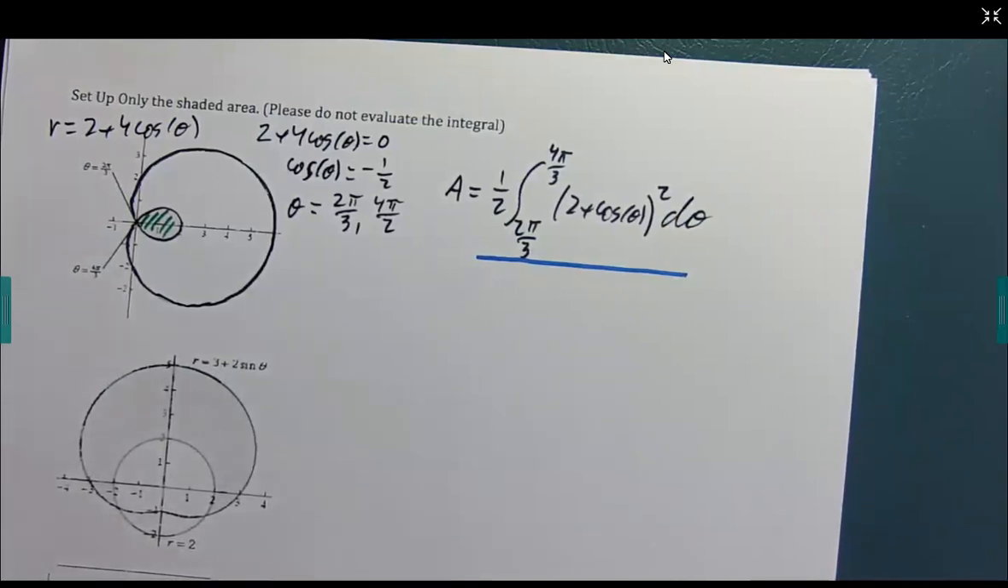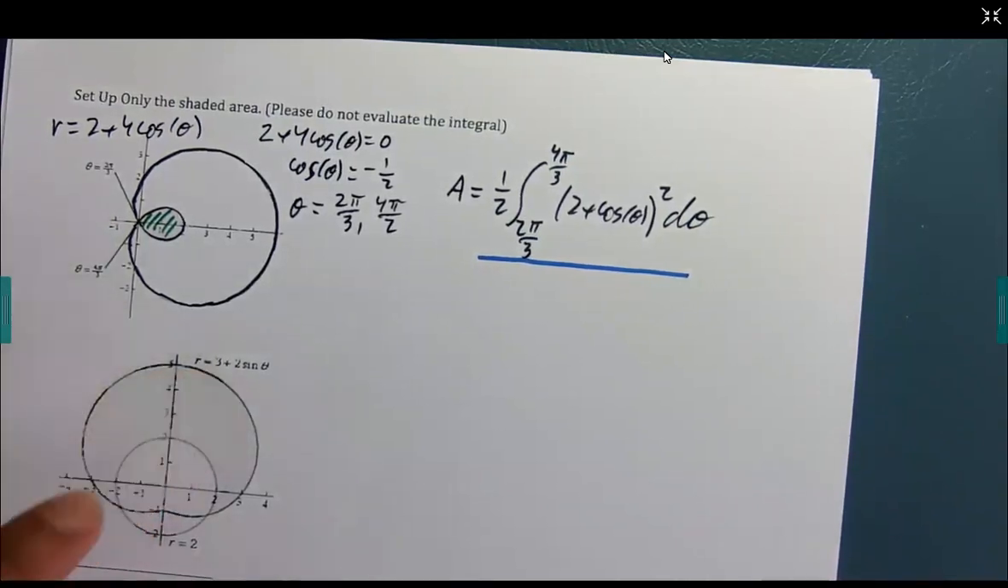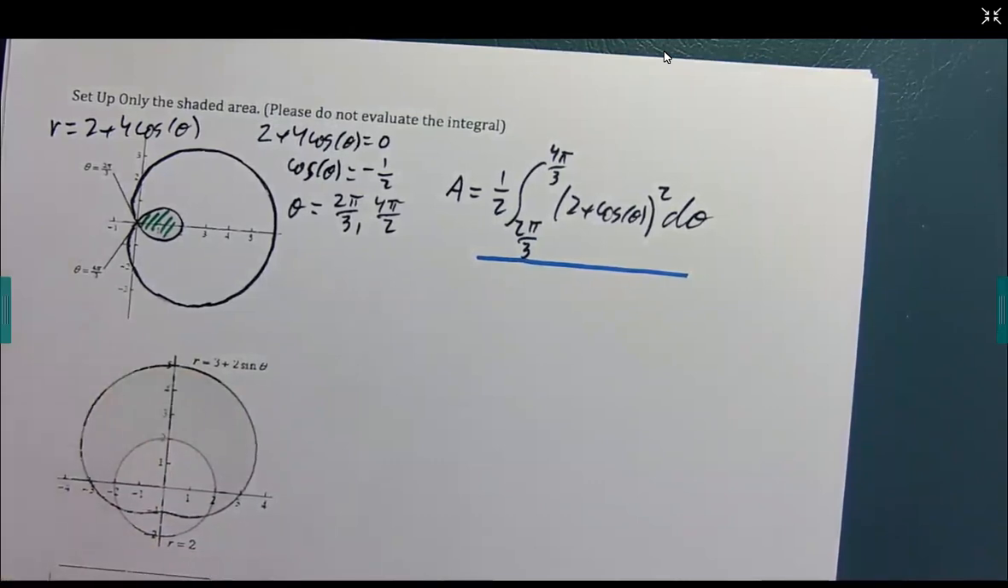All right. So once again, for this one, here we have r equals 3 plus 2 sine theta. Here we have r equals 2. And I need to know what this angle is.